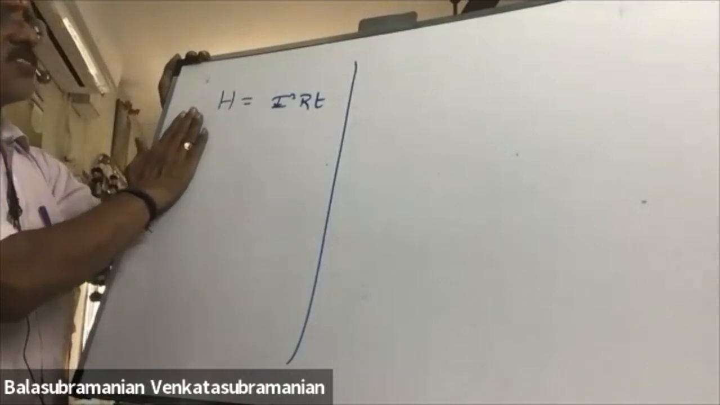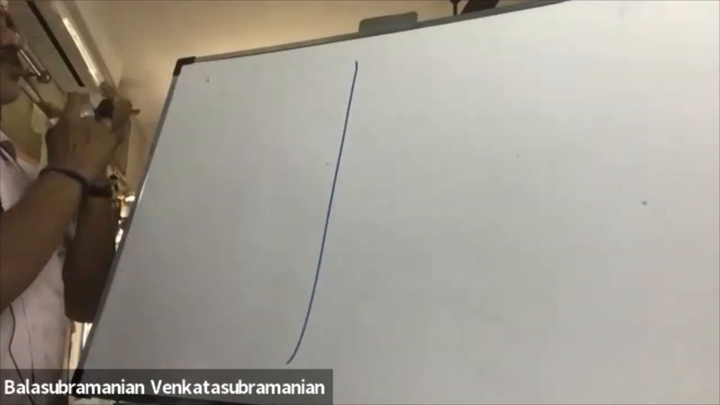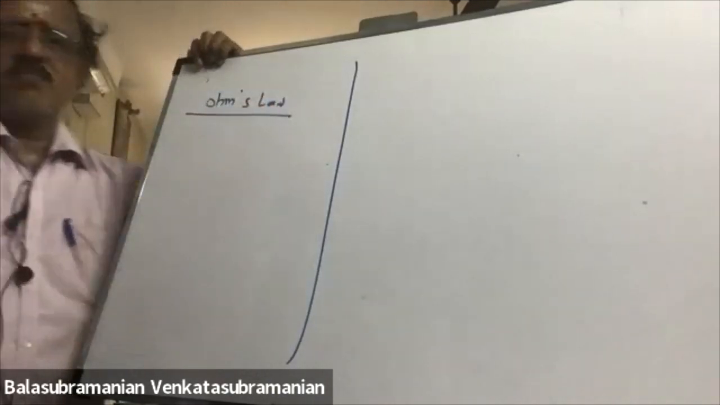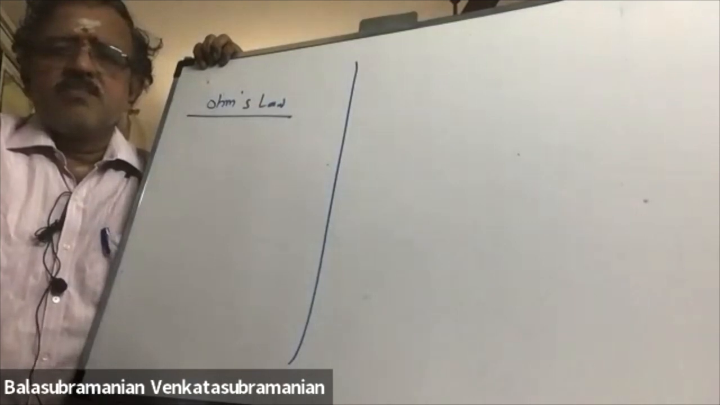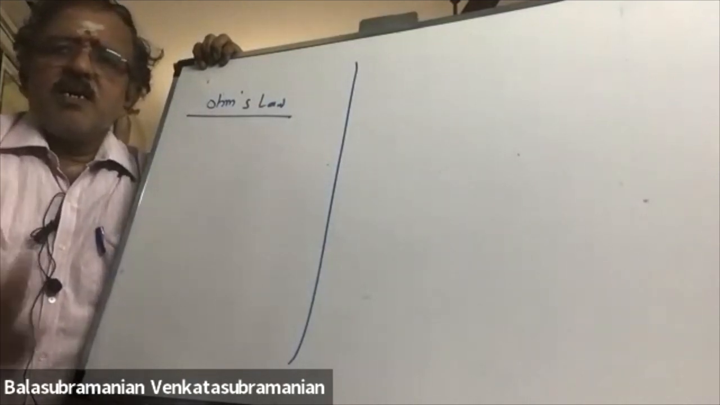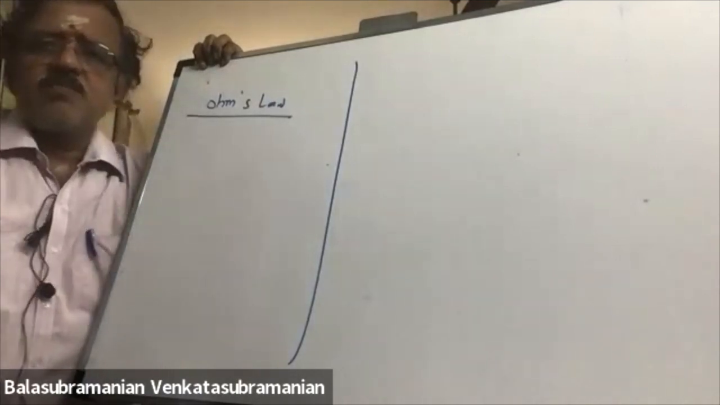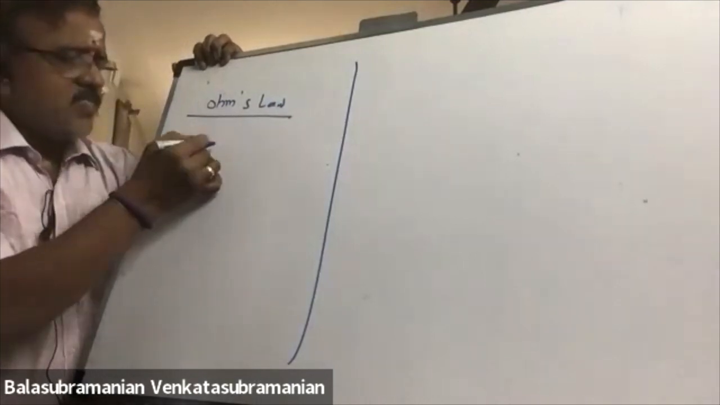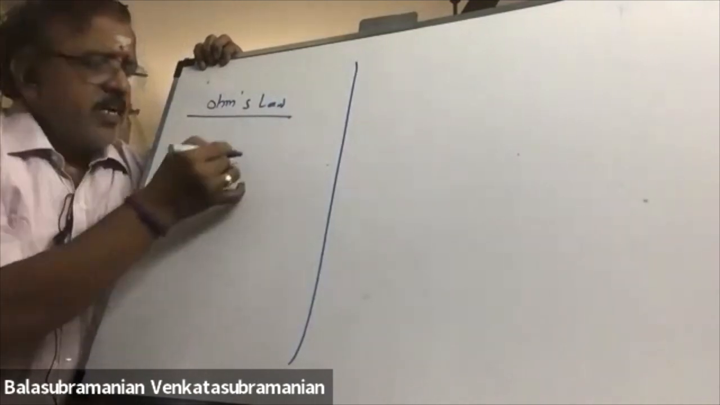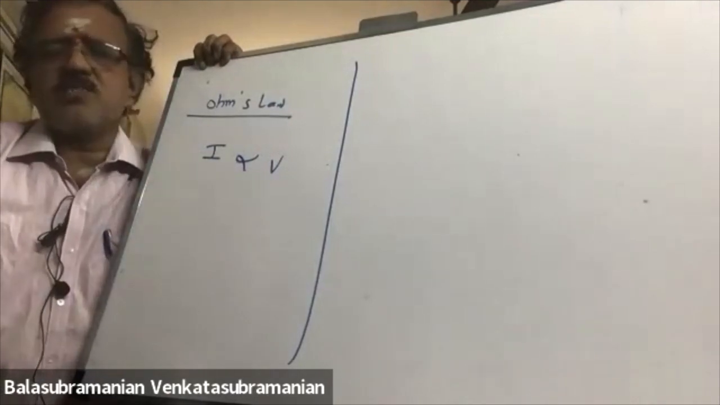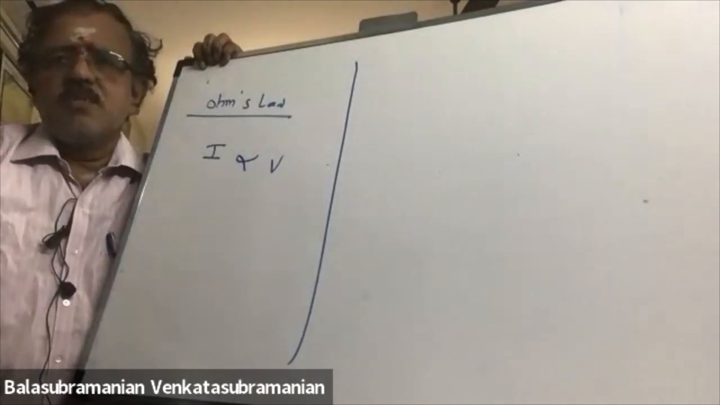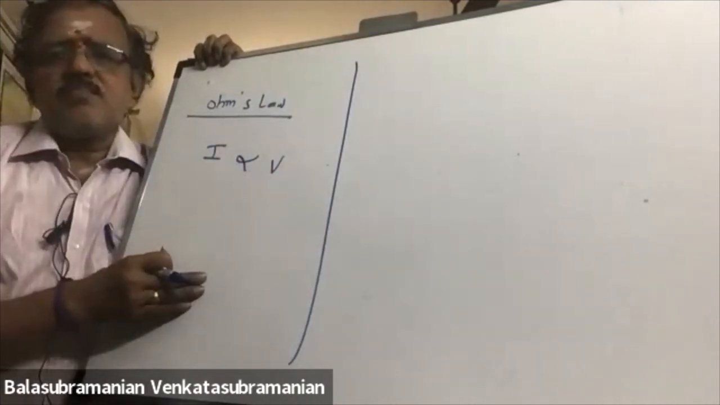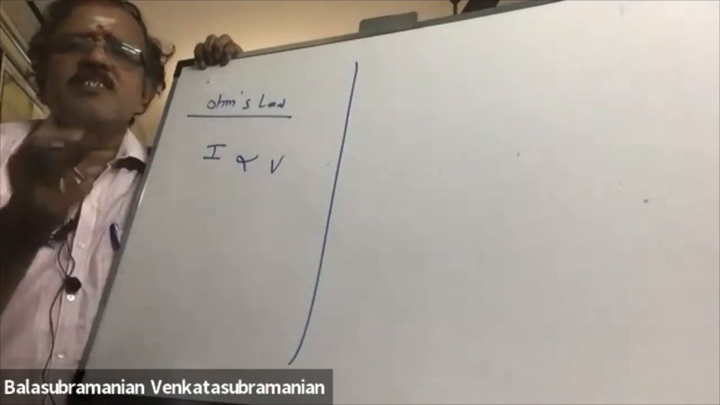For discussing this H is equal to I square RT, we should know something called Ohm's law, heart of current electricity. Sir, because of potential difference, the electrons are flowing through the wire. So I can say the current which is passing is proportional to the potential difference. So because of this V only I has come.